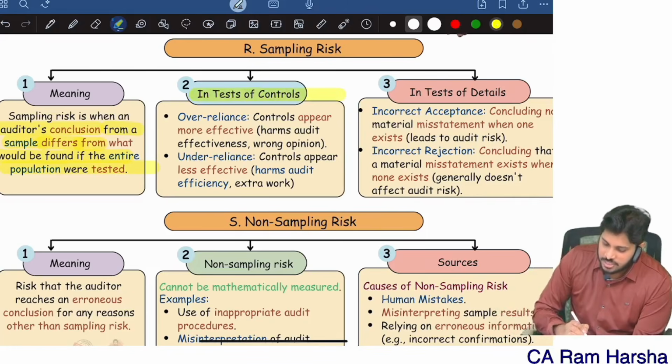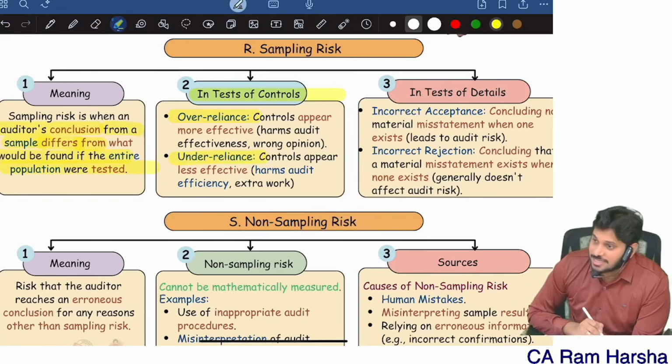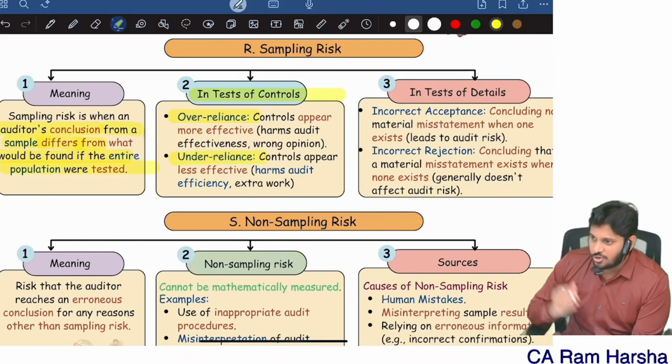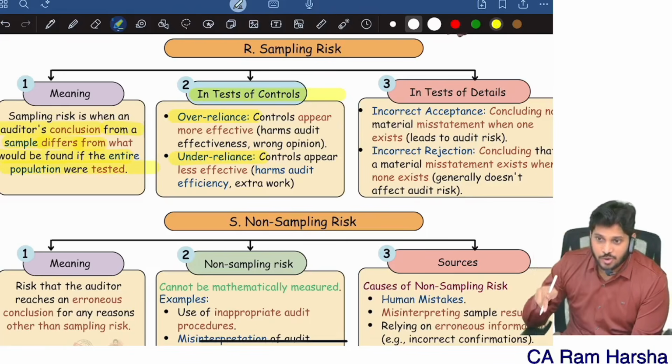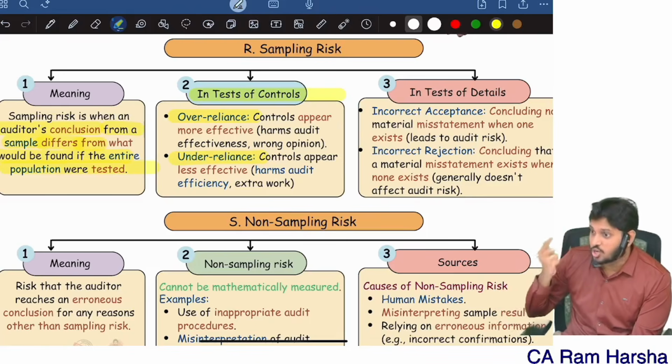In case of test of control, over reliance, under reliance, yes or no? Over reliance means what? Controls are not effective, but you are treating them as effective. Audit risk increases. Under reliance means what? Controls are effective, but you are treating them as not effective. Because of it, audit efficiency is affected.